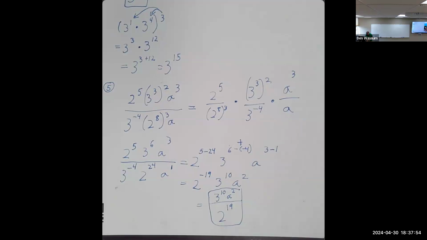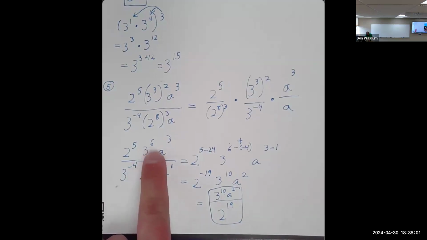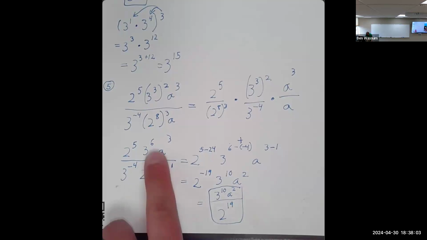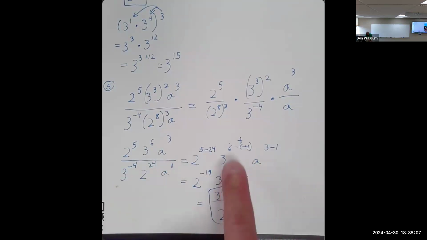So with the three, you're taking that six and changing the subtraction to an addition, and then negative four, you're turning that positive and adding it? Yep, because you're subtracting a negative. You take away a debt, you're going up.